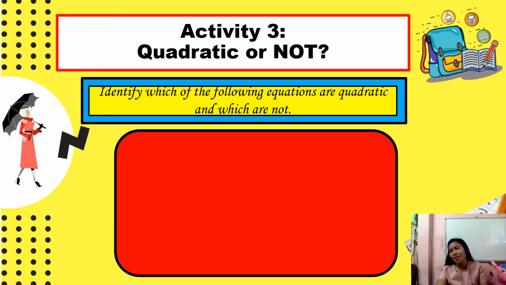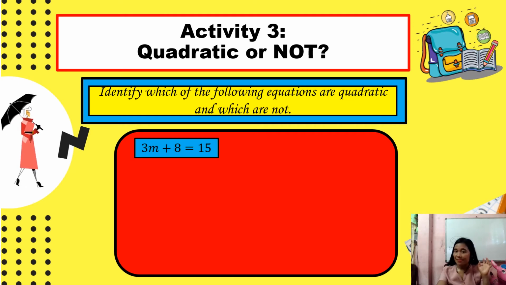So, ganun lang kasimple. Quadratic, not. Okay. Una. Quadratic or not? Tama. Not. Hindi po siya quadratic. Bakit? Wala kang makikitang 2. Therefore, yung highest exponent niya dito is 1. So, this is linear. Hindi siya quadratic. Okay.